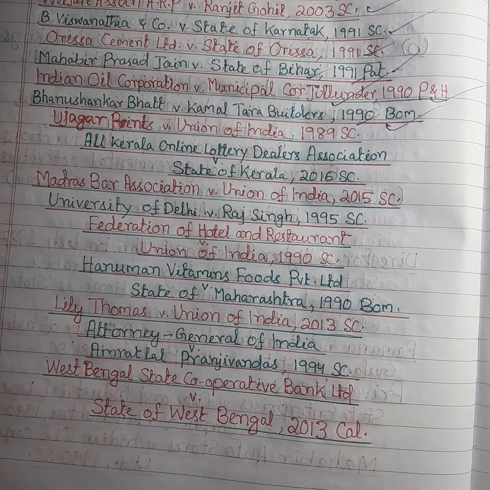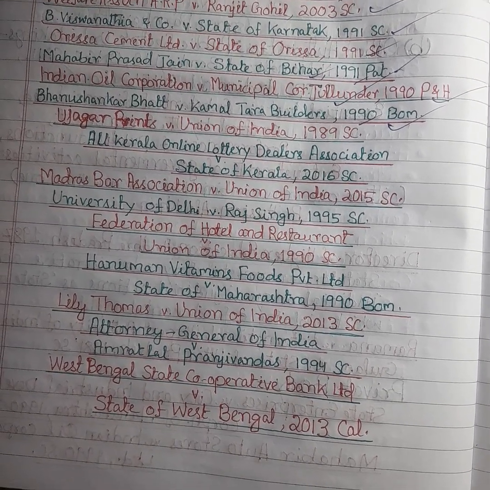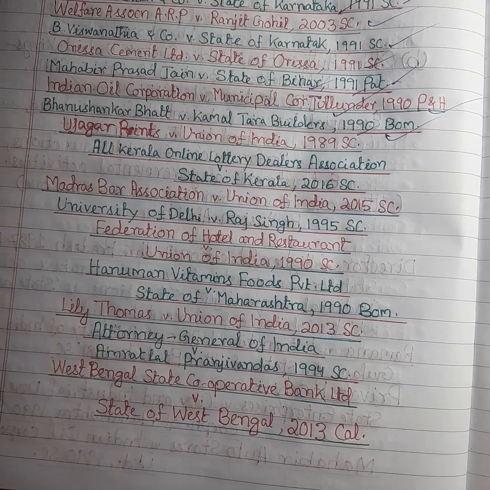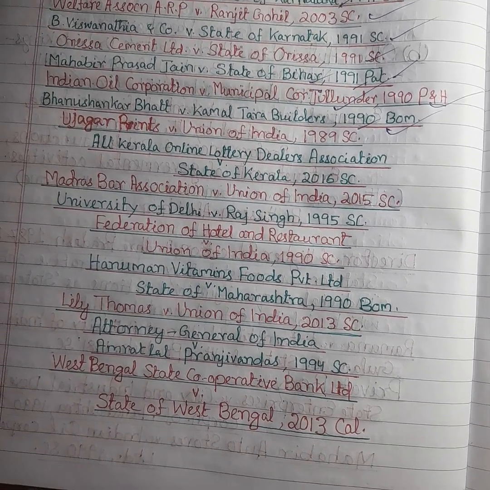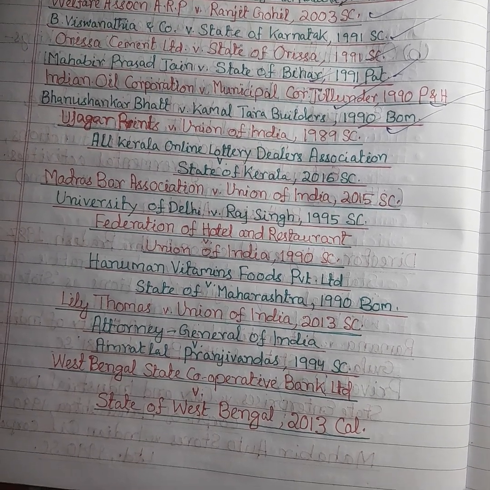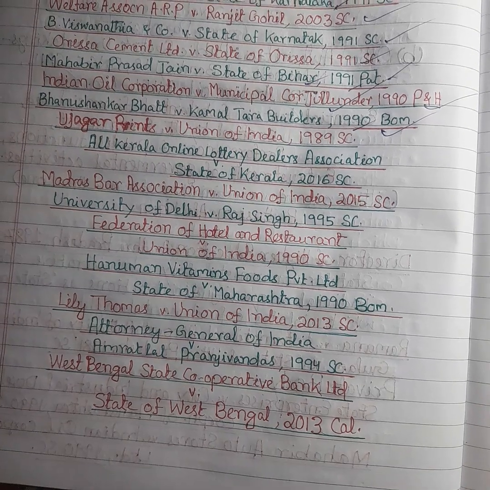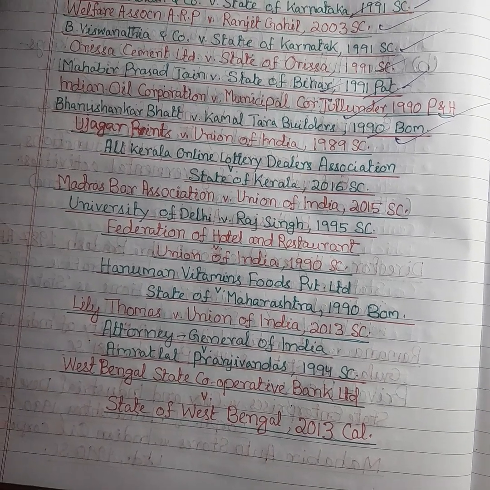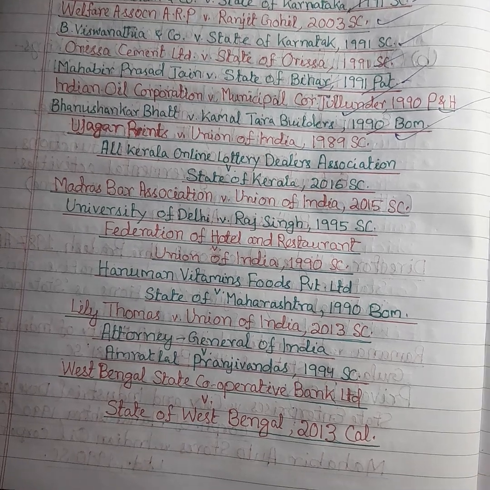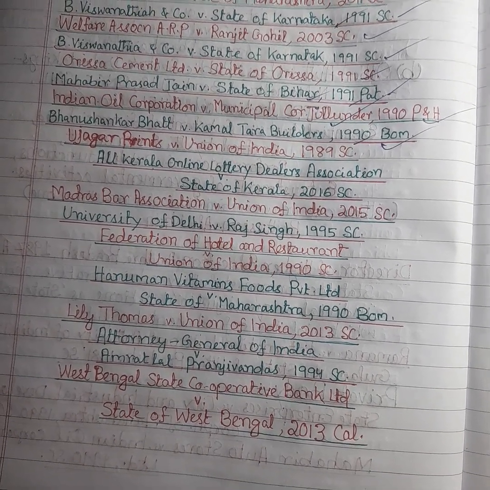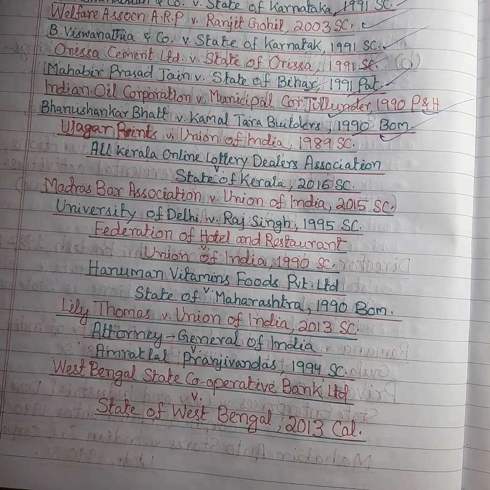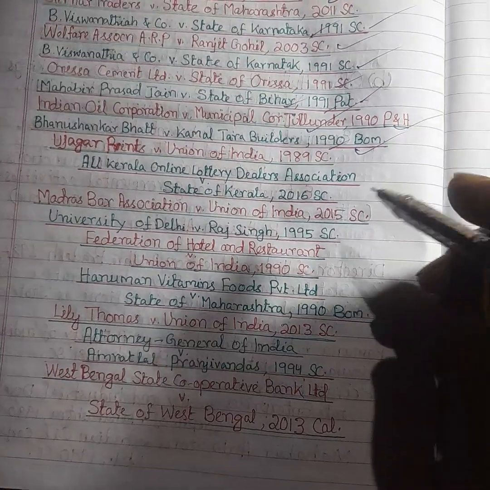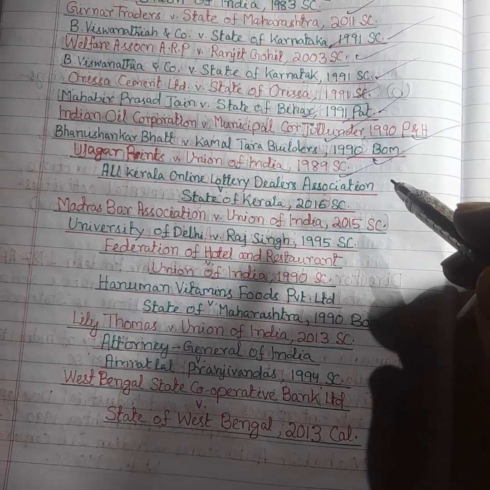The Bombay Money Lenders Act 1946 is enacted under the state list entry 30 relating to money lending and money lenders, relief of agricultural indebtedness. It does not fall within union list entry 46 which deals with bills of exchange etc., as it was pronounced by the Bombay High Court in this important leading case Bhanu Shankar Bhatt versus Kamal Tara Builders in 1990.